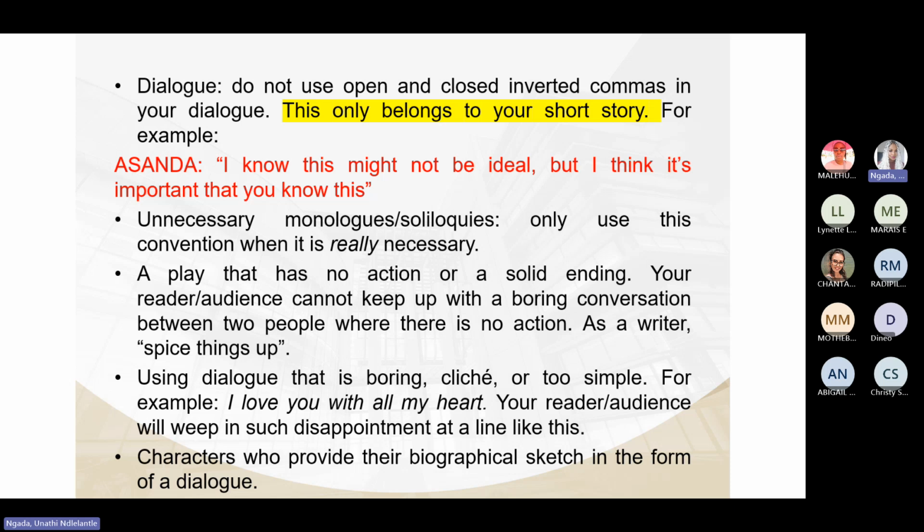So please avoid using that kind of dialogue, and avoid using characters who actually provide their own biographical sketch in the form of a dialogue. In other words, characters who do too much telling of who they are, as opposed to the reader picking up who these characters are and what role they actually play. So this is where you need to show; don't tell us too much.